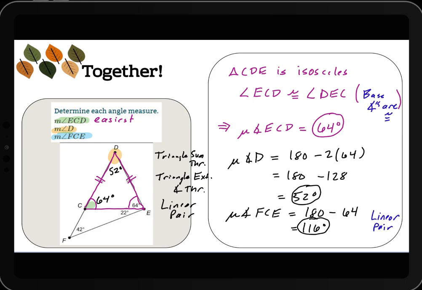Technically we call it the linear pair postulate, but it's the properties of a linear pair that I used to find that angle. And then of course with this angle I'm using the triangle sum theorem, and then I used the property of isosceles to find the base angle that was missing at angle ECD. So this is what we're referring to when we talk about using previous postulates, definitions, theorems, and axioms and things like that to help us find missing values.